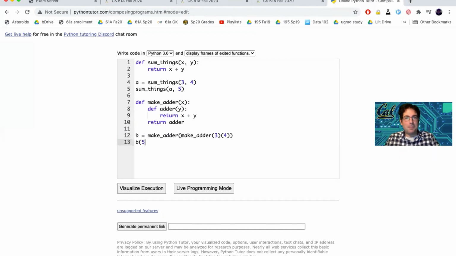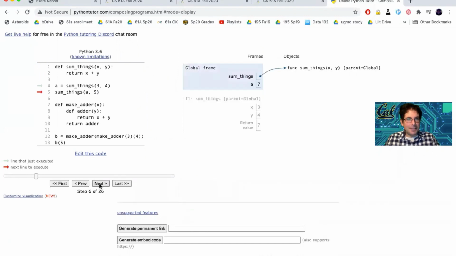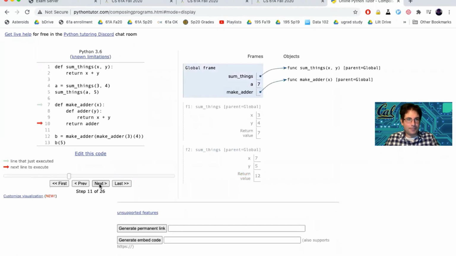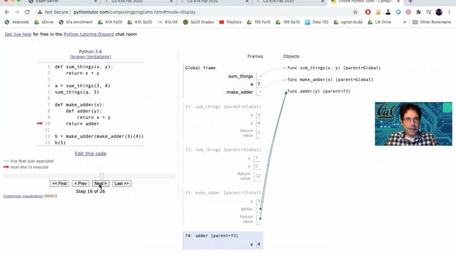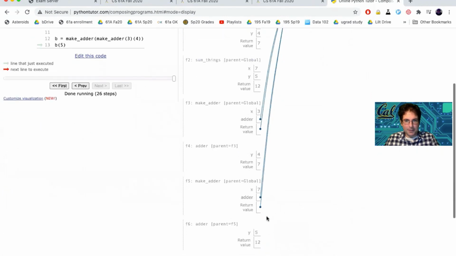And then when I call B on 5, I've added 3 and 4 and 5 all together. So I'd say, well, let's make sure this actually works. Some things should return 3 plus 4 plus 5 is 12. And this big makeadder expression, I would expect to eventually return us 12 as well. There's the 12.